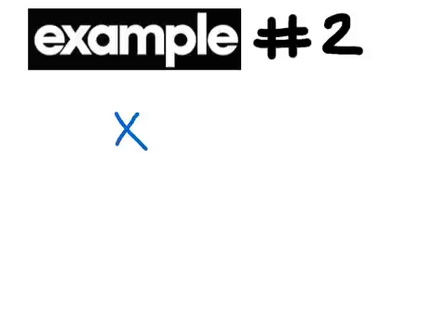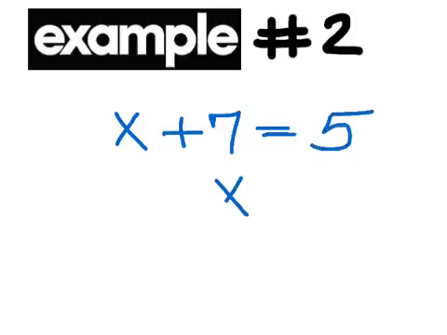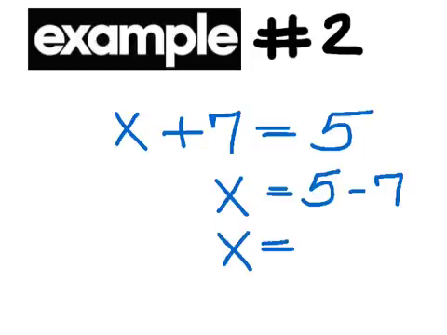Example number 2. X plus 7 equals 5. Keep the X on the left, move the plus 7 over to the right and make it minus 7. The answer would be what? Negative 2.